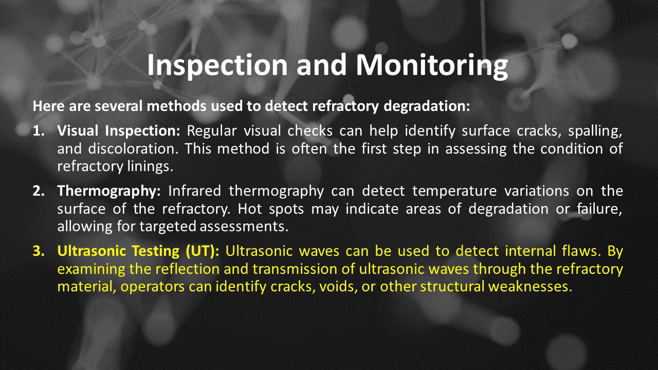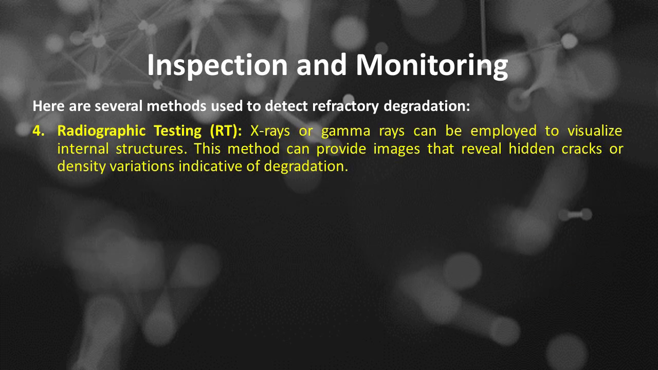Number 3 is ultrasonic testing. UT ultrasonic waves can be used to detect internal flaws. By examining the reflection and transmission of ultrasonic waves through the refractory material, operators can identify cracks, voids, or other structural weaknesses. Number 4 is radiographic testing. RT X-rays or gamma rays can be employed to visualize internal structures. This method can provide images that reveal hidden cracks or density variations indicative of degradation.